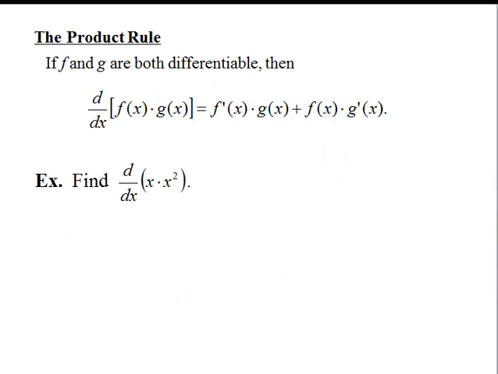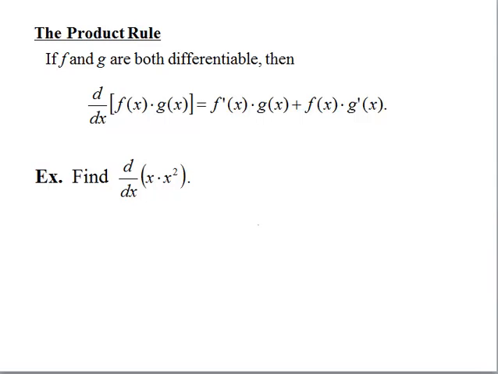Actually, mathematicians have proved that the derivative of the product f times g is not simply the product of the derivatives. Instead, it is the derivative of f times g plus f times the derivative of g. So it is a sum of two terms where each term is a product that has the derivative of a single function.